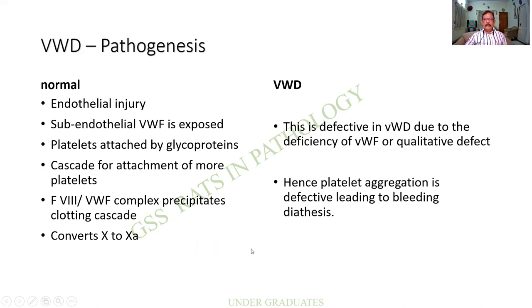This is normal. But what will happen in a case of von Willebrand disease? There is a defective von Willebrand factor, which can be because of qualitative or quantitative deficiency or defect. So it does not function. Therefore, there is no platelet aggregation and the patient has bleeding diathesis.